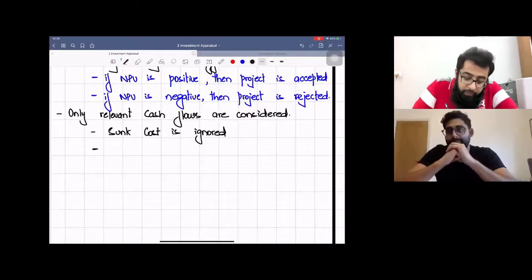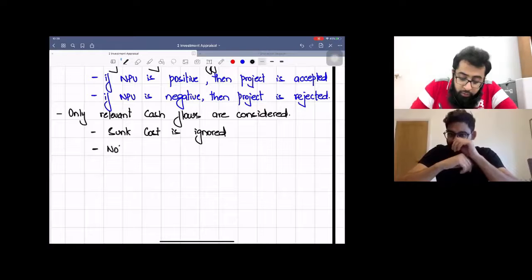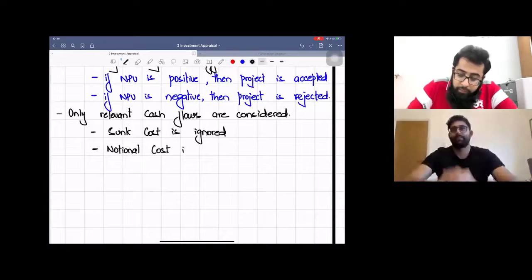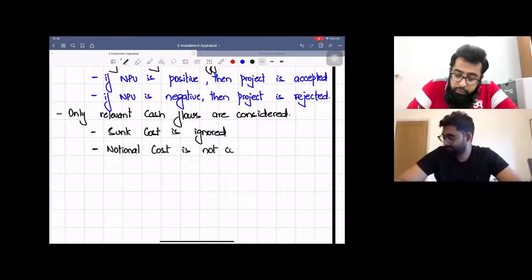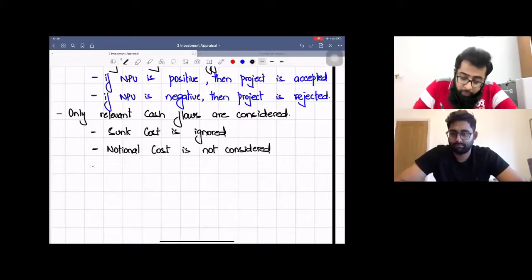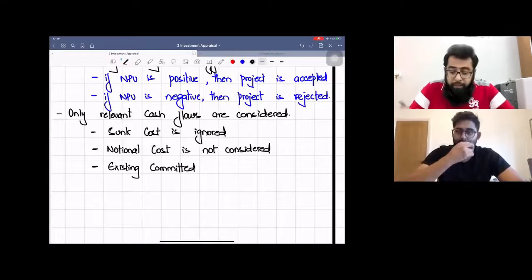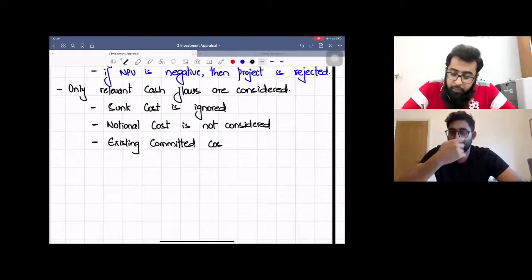Similarly, notional cost is not considered. Depreciation is a notional cost. We don't consider notional cost. Similarly, existing committed costs are not considered. For example, if I've already taken some place on rent irrespective of the project, existing committed costs are not considered.